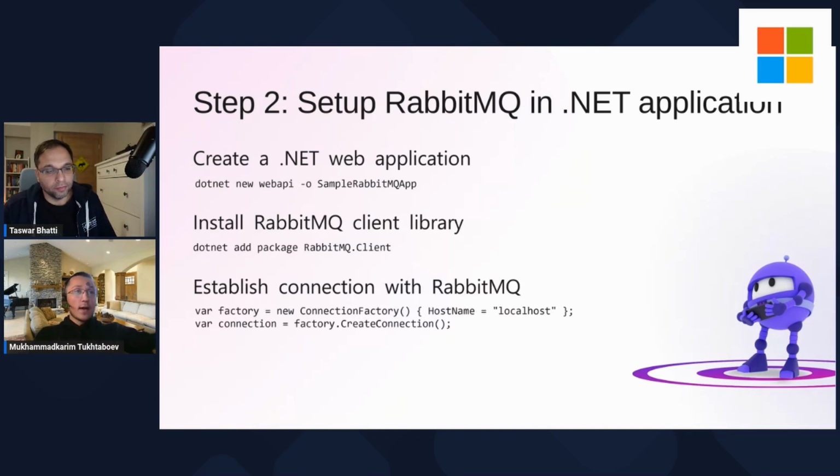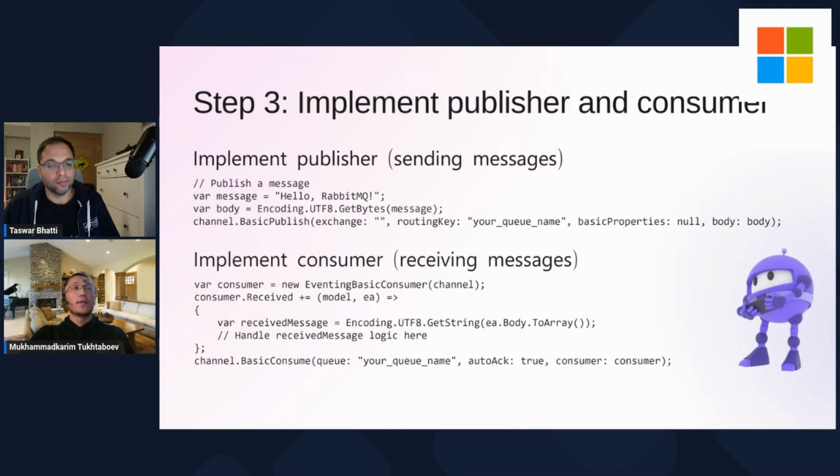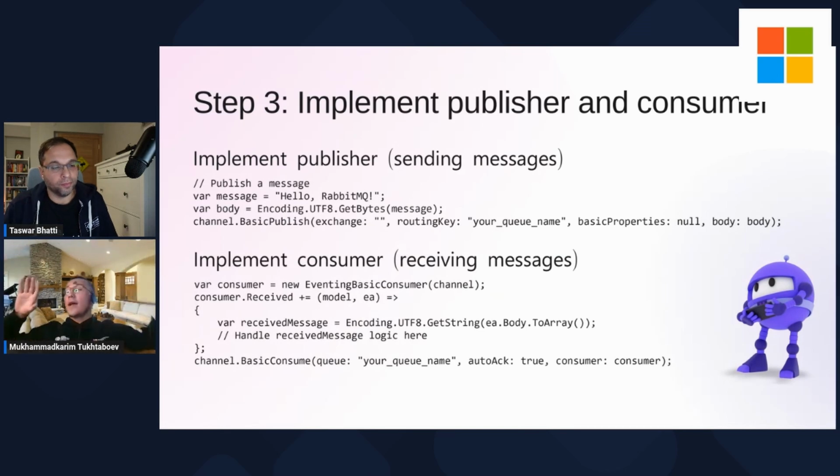Then configure RabbitMQ for .NET using the special ConnectionFactory class, and create a new connection with it. The third step is to implement the publisher and the consumer. You know about the main components of RabbitMQ. RabbitMQ includes four main components: the first is the publisher, the second is the consumer, the third is the exchange, and the fourth is the queue.